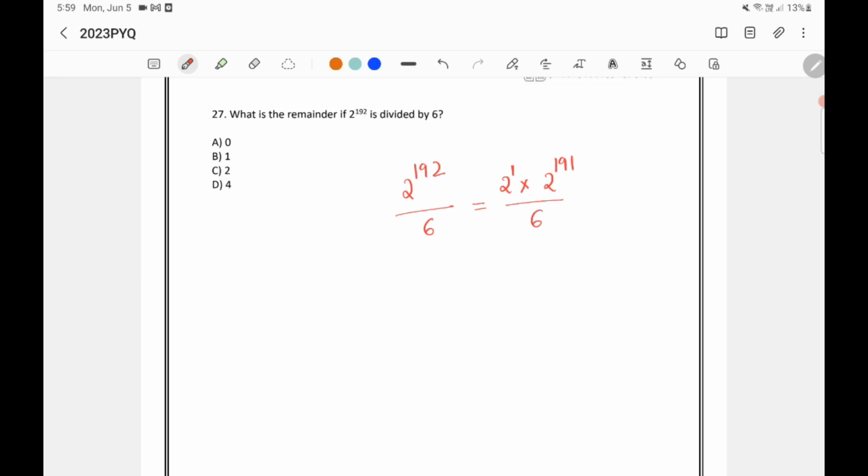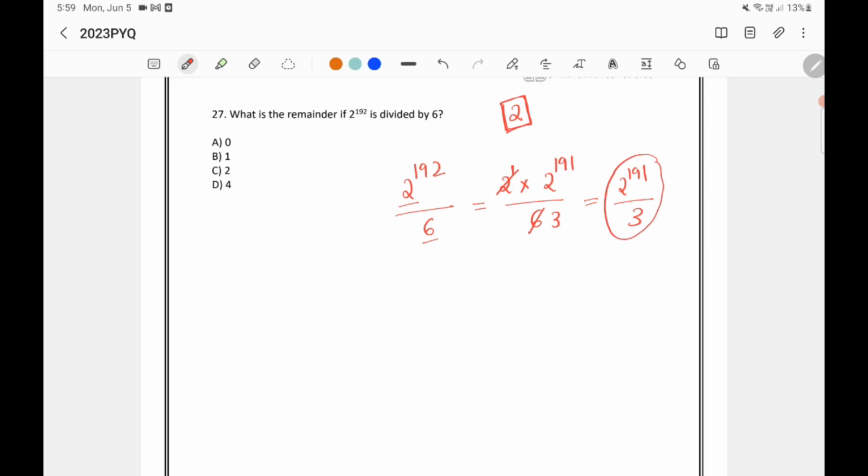So why did I do it like that? Because 6 and 2 have a common factor, so we can cancel 2 from both numerator and denominator, right? For that I have taken one 2 outside. Now I am cancelling this 2 and the one 2 here, so this will become like this. So here I have cancelled numerator and denominator by 2. You need to remember this, because in remainder theorem we need to take whatever we have cancelled at the last, right? So this is 2 raised to 191 divided by 3. So we need to find out the remainder when 2 raised to 191 is divided by 3.